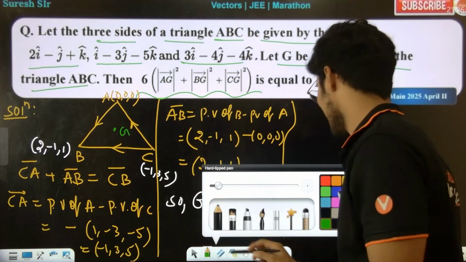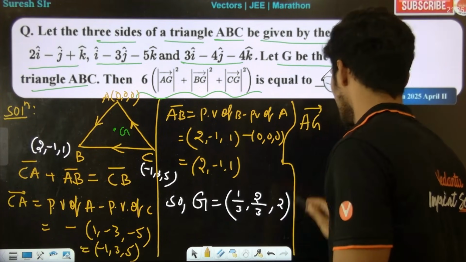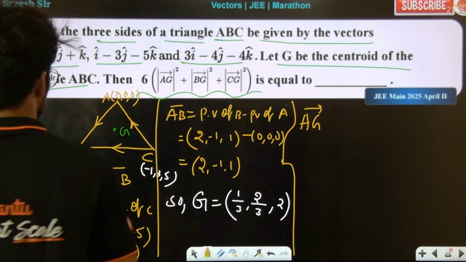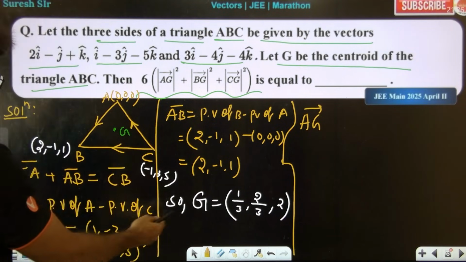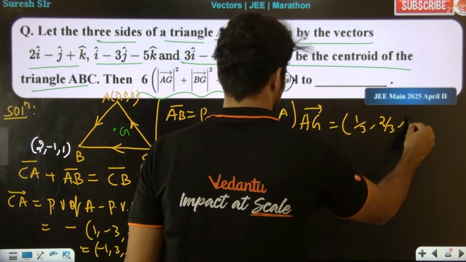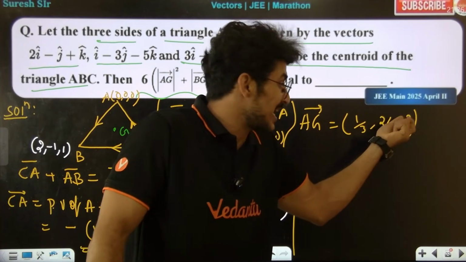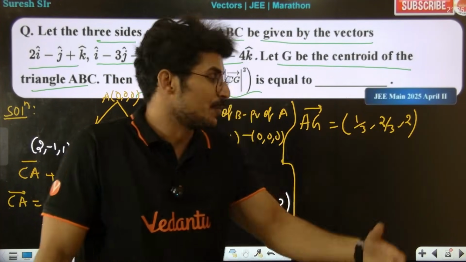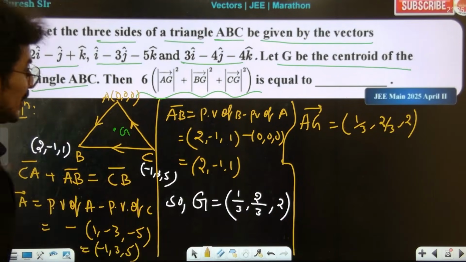What is AG, sir? Tell me, AG is position of G minus position of A. Can you all see the board clearly? Position of G minus position of A. So what is that going to be? A minus G, so same, 1 by 3, 2 by 3, 2. What is the meaning of this? 1 by 3 i cap plus 2 by 3 j cap plus 2 k cap. Please understand, I am writing like this to make the calculation easy and faster, and to save time as well.